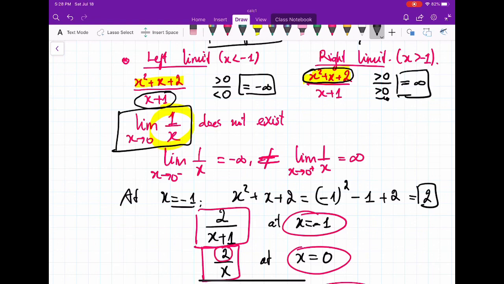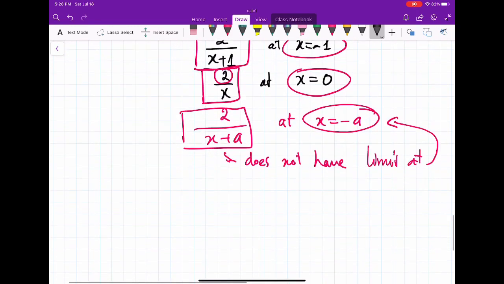Let's move to the next example. Now we have some composite function.